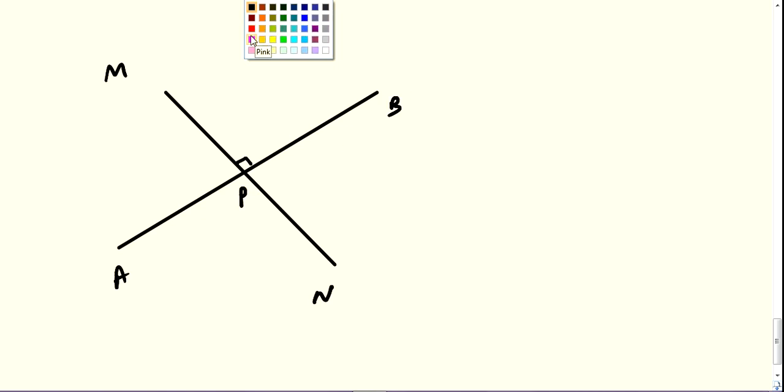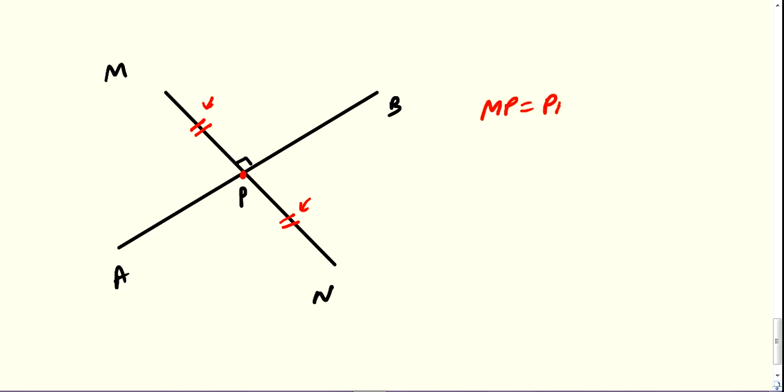Okay, so for this question, we have M, N, A, this one is P, and this is B. In this question, these equal signs are indicating that MP equals PN. And if MP equals PN, that means AB is dividing the total line segment MN into two equal parts.